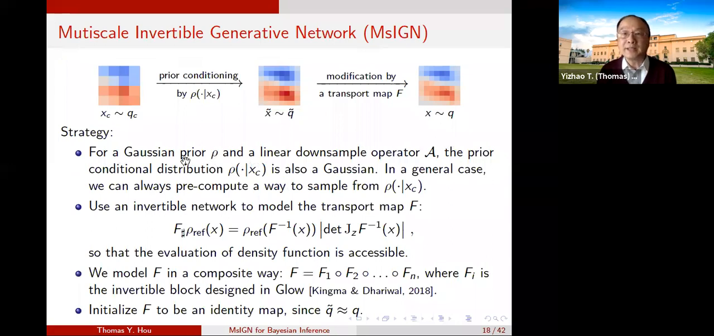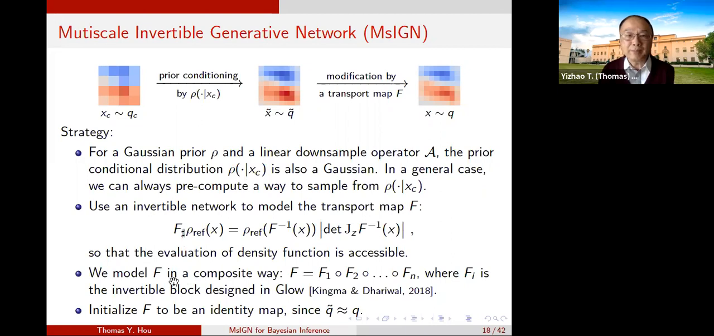So we take a linear downsample operator. Then the prior conditional distribution rho conditional on XC is also a Gaussian. So in that case, you can pre-compute this conditional probability rho given XC, right? And because the network is invertible, you also know the push forward density function, given by this formula.